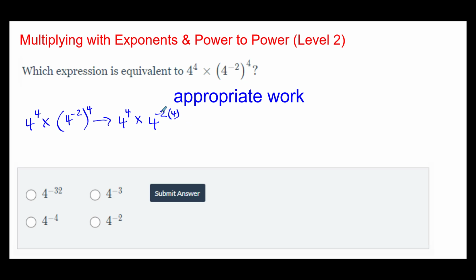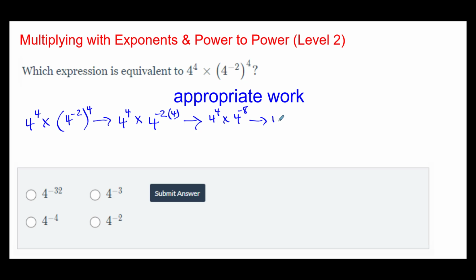And so right here, this 4 to the negative 2 times 4. Again, just rewrite this 4 to the power of 4. It just takes a free ride. It just keeps getting rewritten. And then 4 to the power of negative 2 times 4 gives us 4 to the power of negative 8. Now that we've simplified the parentheses to 4 to the power of negative 8, we have 4 to the power of 4 times 4 to the power of negative 8.